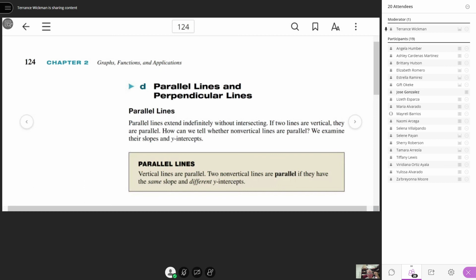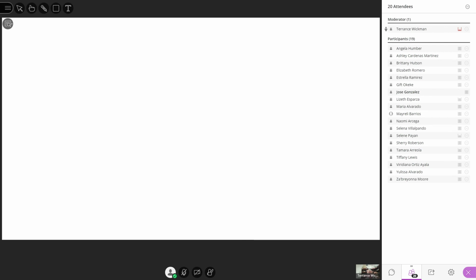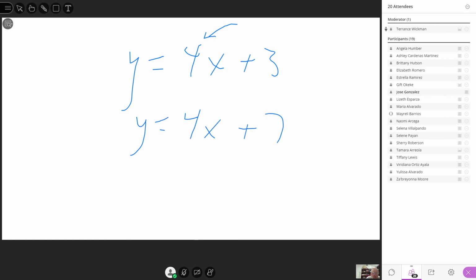Perpendicular and parallel lines. Let me just teach this. So a parallel line, let's say we have y equals 4x plus 3. A parallel line will have the exact same slope. So that would be like y equals 4x plus 7. This part changes. Anytime you see this part being the same, that's the slope, they're parallel.